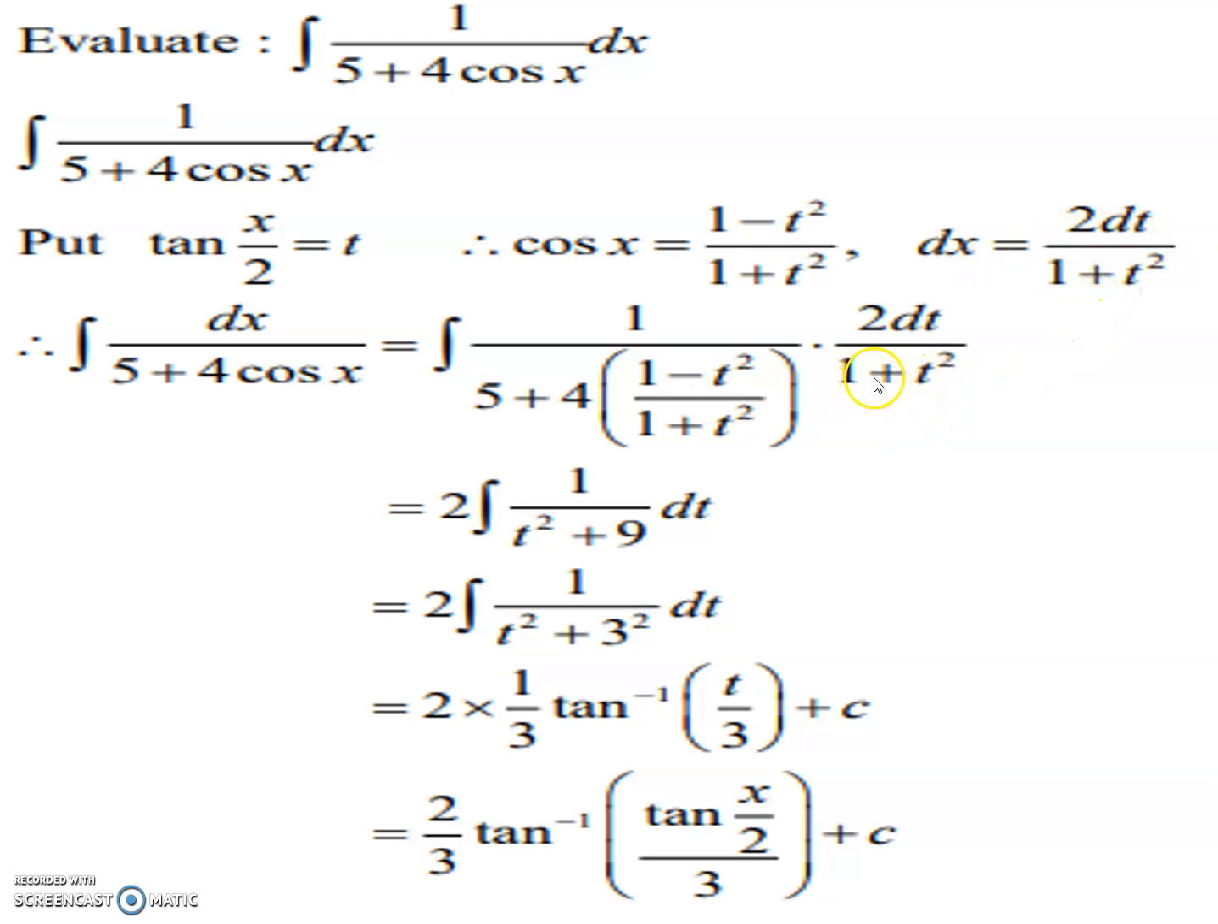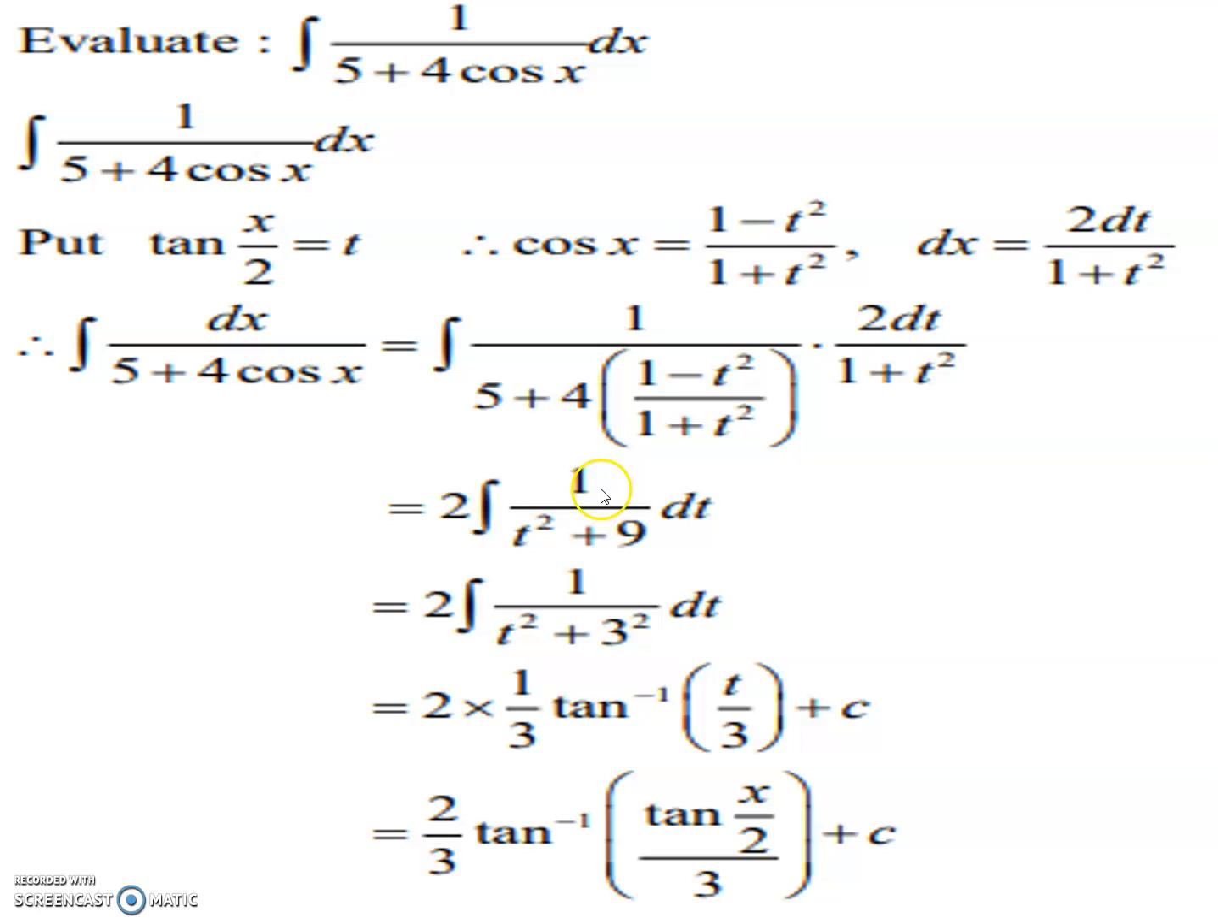So, we have 1 plus t square in the numerator. So, we have to simplify. We have to take 1 plus t square into 5. So, 5 plus 5t square, 4 minus 4t square. Simplification starts. 5t square minus 4t square, t square is there. 5 plus 4, 9 is there. 1 plus t square gets cancelled. 2 is constant.